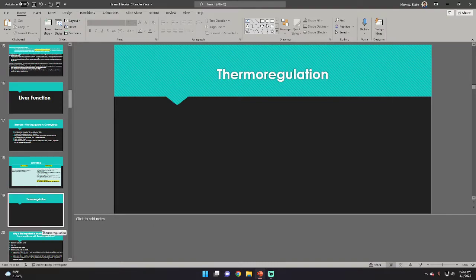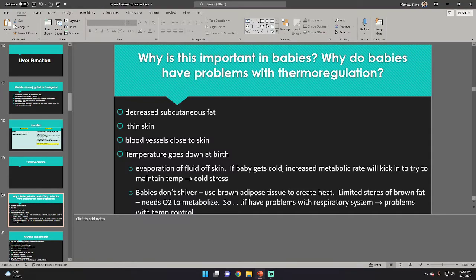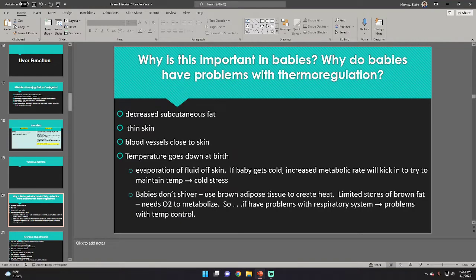All right, thermoregulation, we're talking about the forms of losing temperature. Okay, newborns really have a risk of being able to lose temperature quick. This will definitely fall into a NANDA, and a lot of the stuff that we talk about here can definitely go into your nursing diagnosis as well. Why is this important with babies? Why are they having problems with thermoregulation? Babies definitely have no fat storage. They have less subcutaneous fat. Their skin is thin. Their blood vessels are very close to the outer layer of their skin.